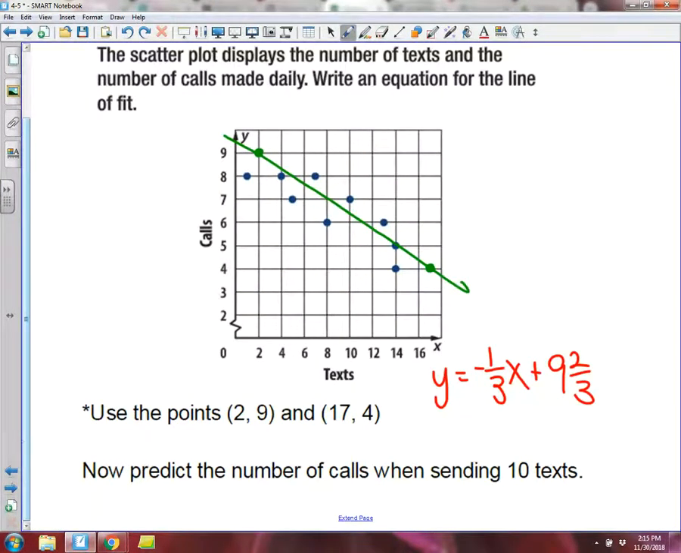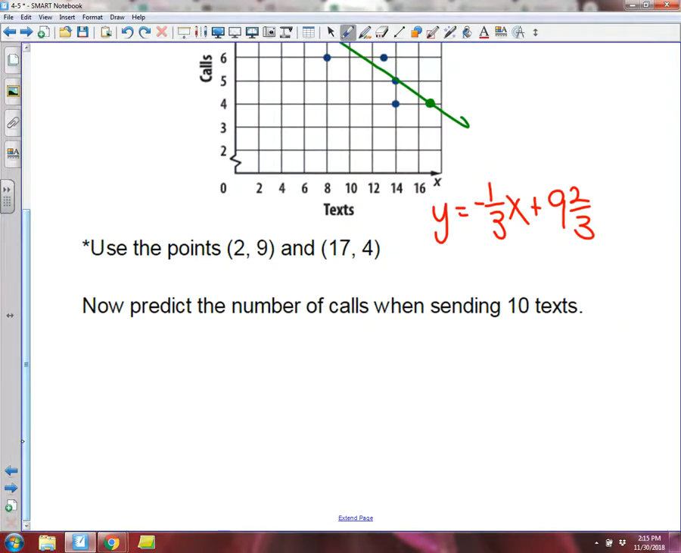What are you going to do with the 10? Put it in for x because the text is on the x-axis. So this will be negative 1/3 times 10 plus 9 and 2/3. Can you have a third of a phone call? Maybe if somebody hangs up on you, okay? But we would probably round this to 6.